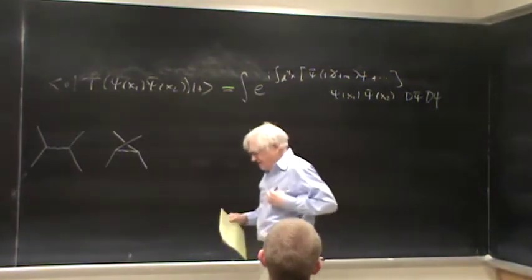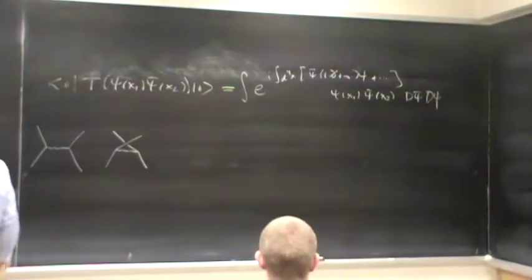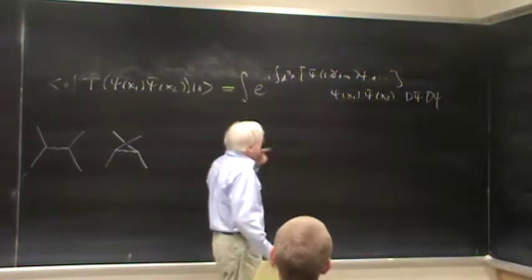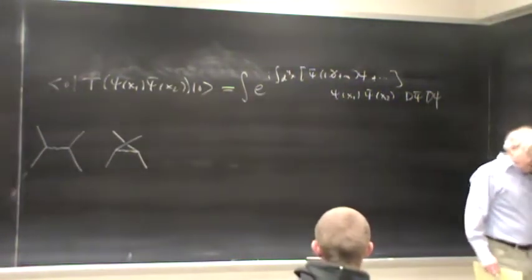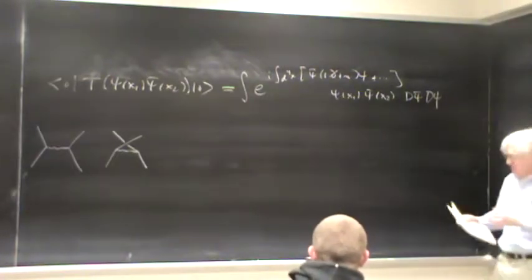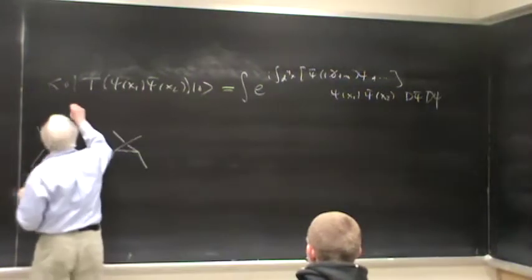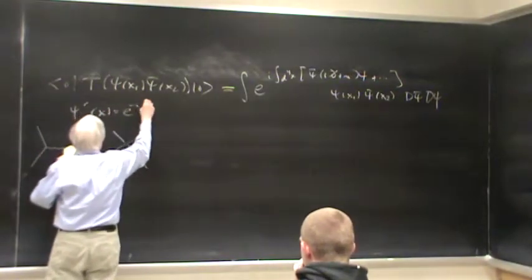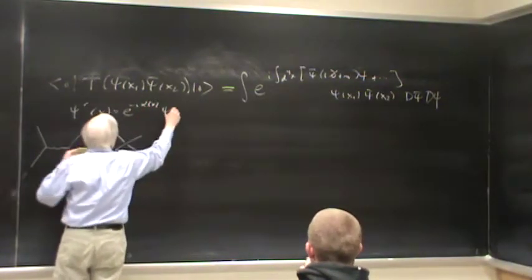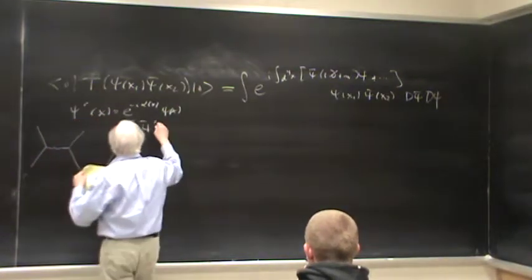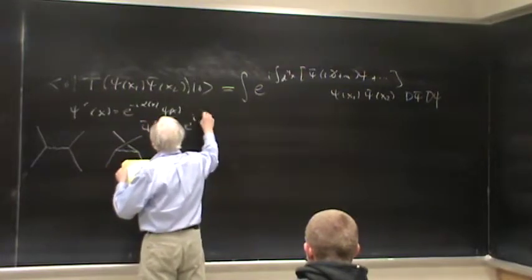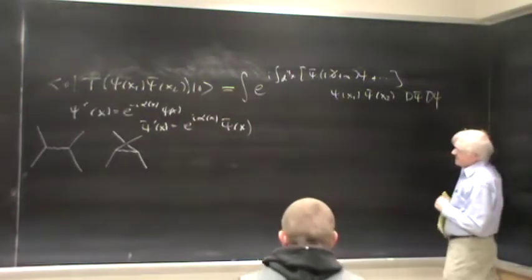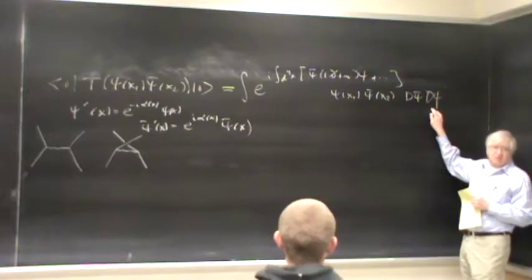Okay, but the cute thing that we can do now is we can say, well, suppose in this functional integral that we do a shift, and the shift is we shift the field psi and psi bar. So we say that psi prime is going to be e to the minus i alpha of x, psi of x, and psi bar prime is going to be e to the i alpha of x, psi bar of x. And this is a shift in which there's obviously no change in the measure.